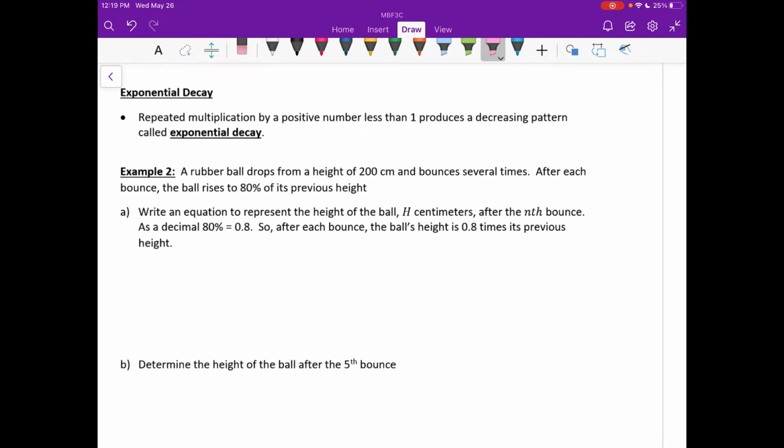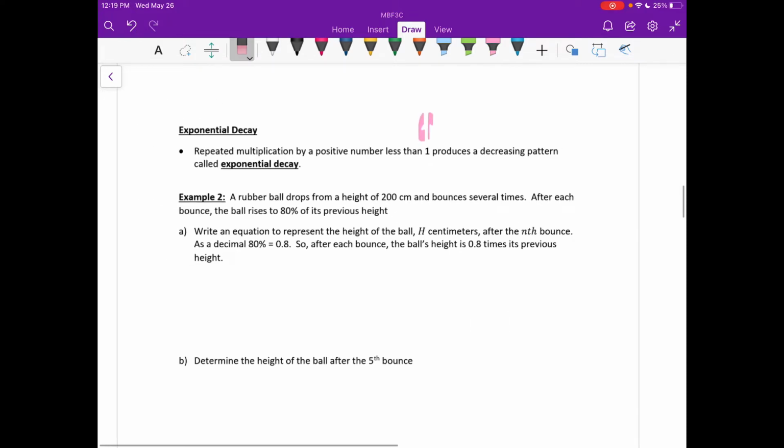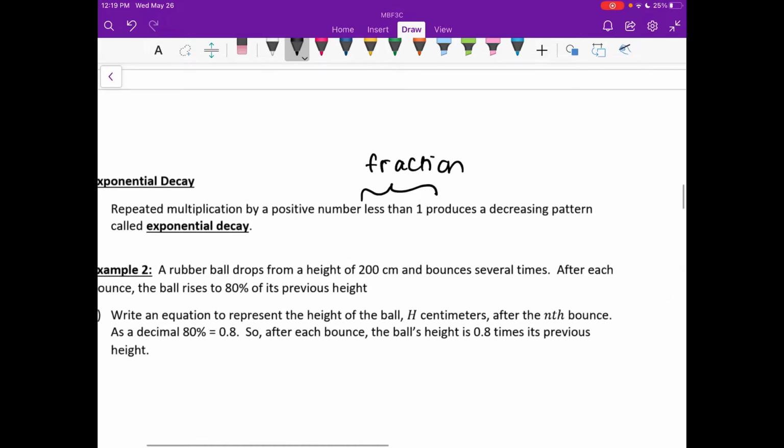So growth means to grow rapidly. So decay means to decay rapidly. And in English, decay just means to kind of wither away into nothing, right? So while repeated multiplication of numbers greater than 1 will produce increasing patterns, repeated multiplications of numbers less than 1, or fractions, will produce decreasing patterns, and that's called exponential decay.